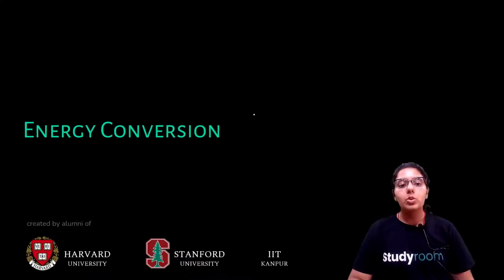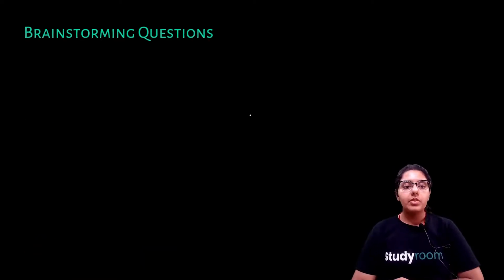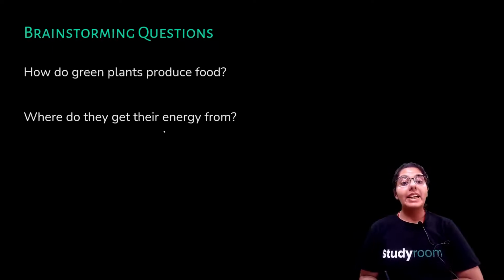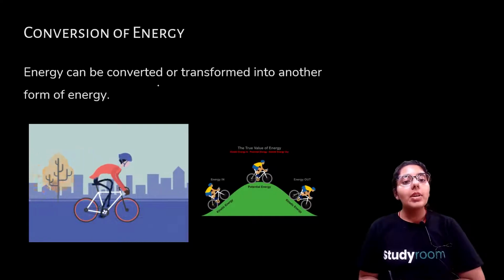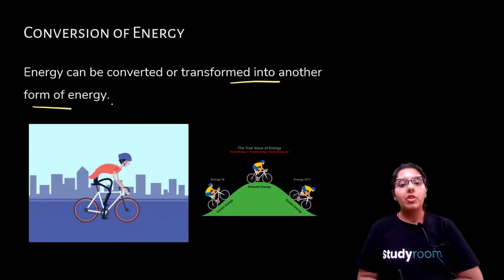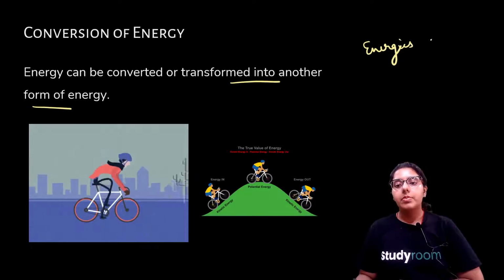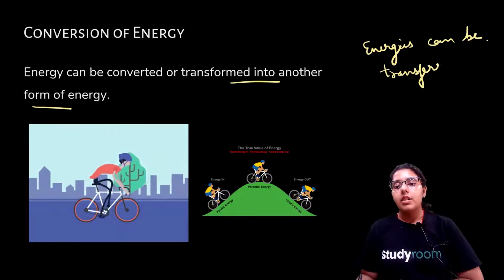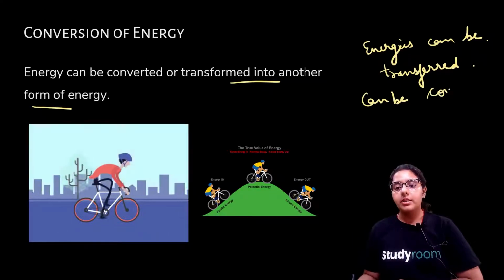So let's do one more topic today, that is energy conversion. How do green plants produce food? Where do they get the energy from? Have you ever wondered about these? Energy can be converted or transformed from one form to another. Energies can be converted from one form to another.